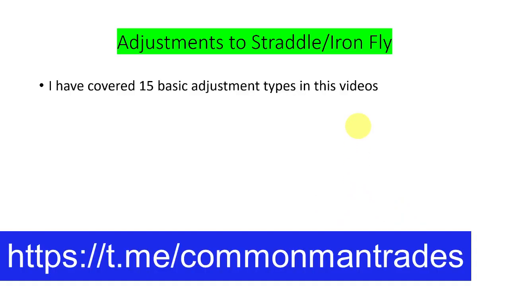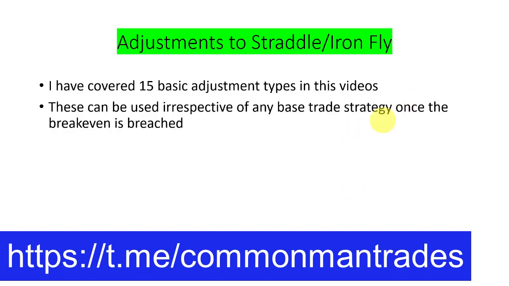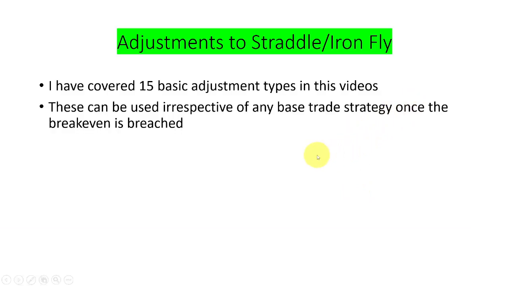So in this video, I have covered some 15 basic adjustment types. These adjustment types can be used irrespective of any base trade. It is not necessarily applicable only for a straddle or Ironfly. It can even be used for a strangle or iron condor or any strategy, you name it. You can use any of these trades based on the market behavior and the capital that you have.